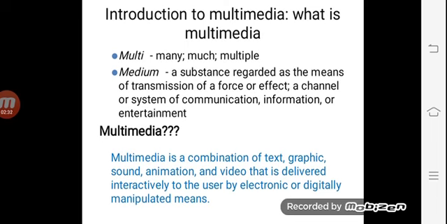If we wanted to form a definition for multimedia, we could form it like this: multimedia is a combination of text, graphics, sound, animation and video that are delivered interactively to the user by electronic or digitally manipulated means. Or, in a shorter and simpler way, it is the way, or the mediums, through which we pass on the information.